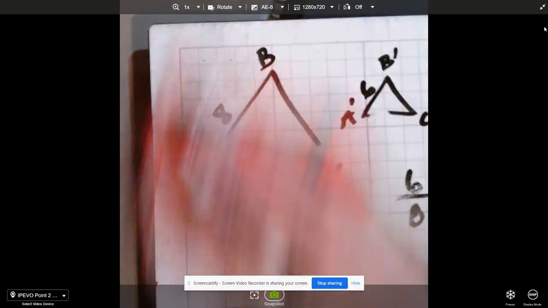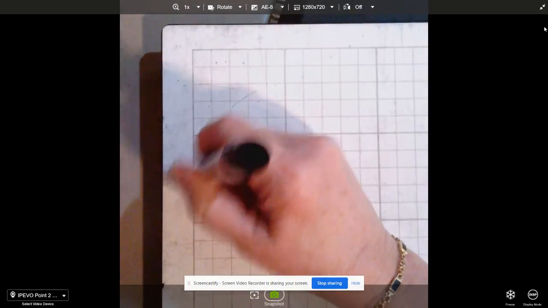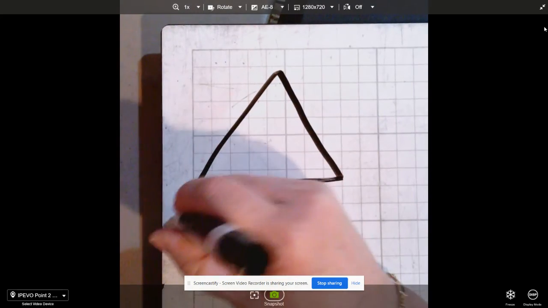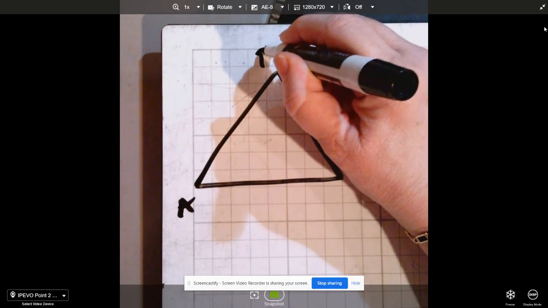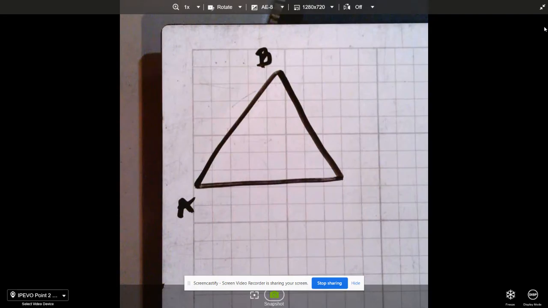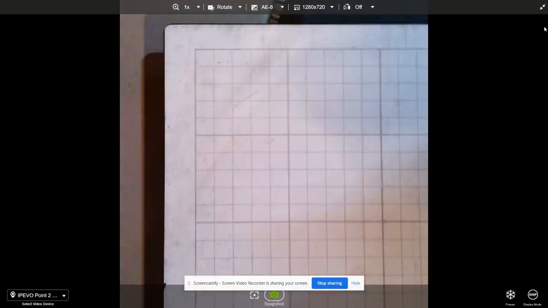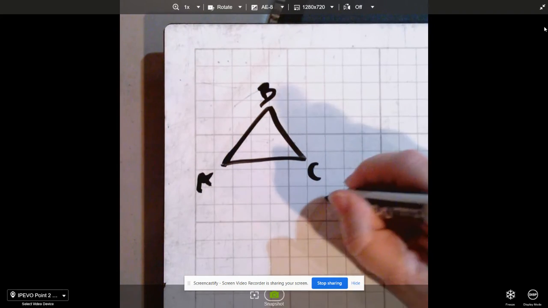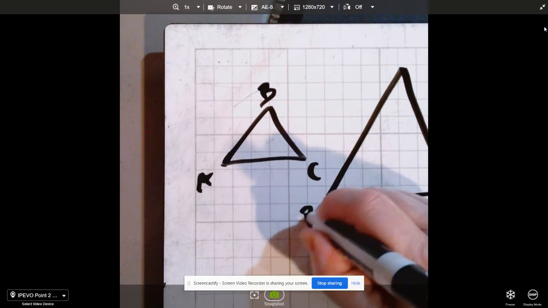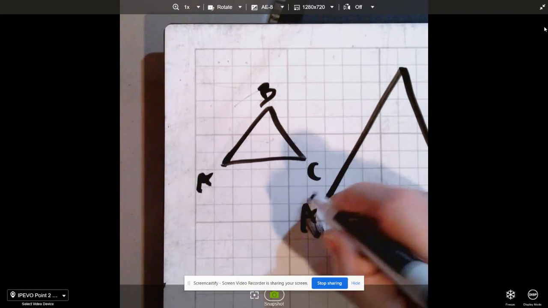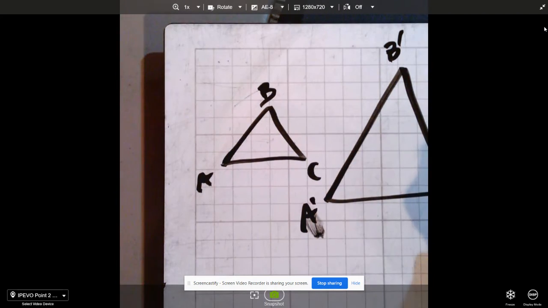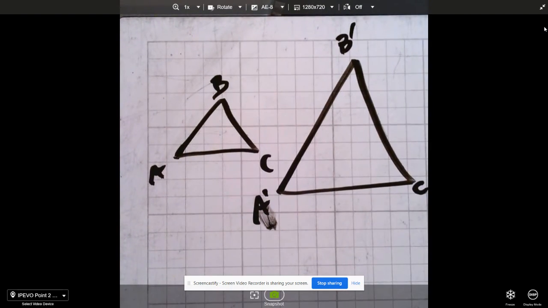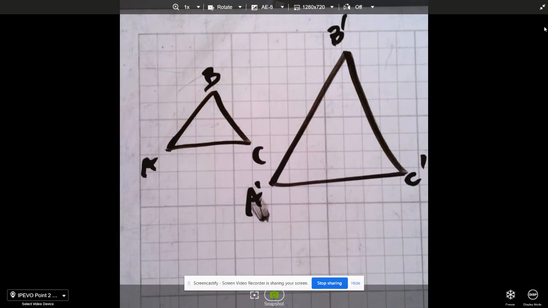If I went the other way, if I started with a small figure, A, B, C, and I went to a larger figure, A prime, B prime, C prime, I could figure out its scale factor by putting new over original.